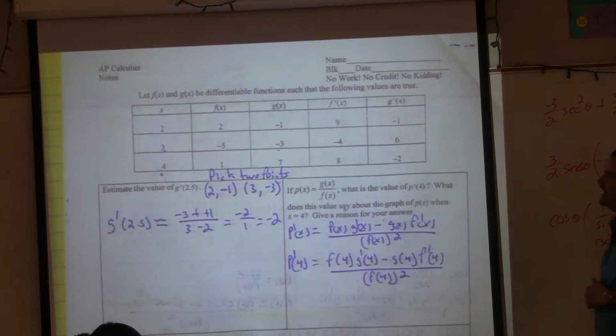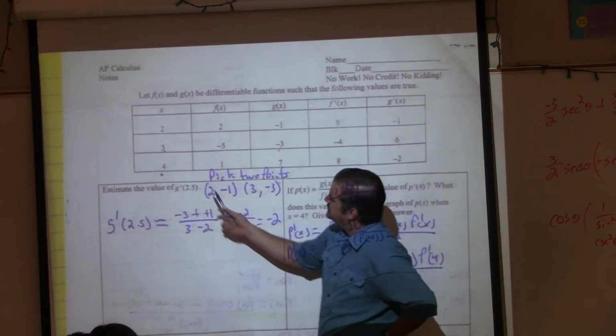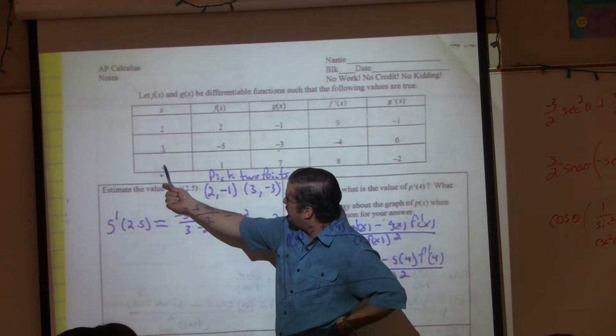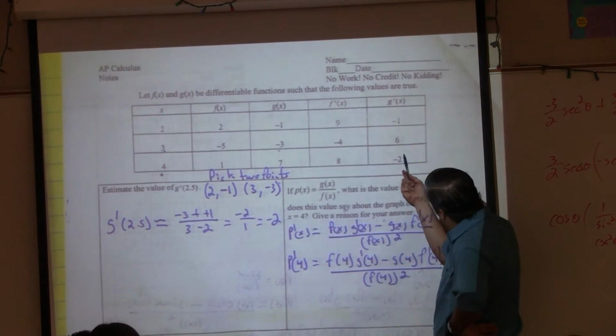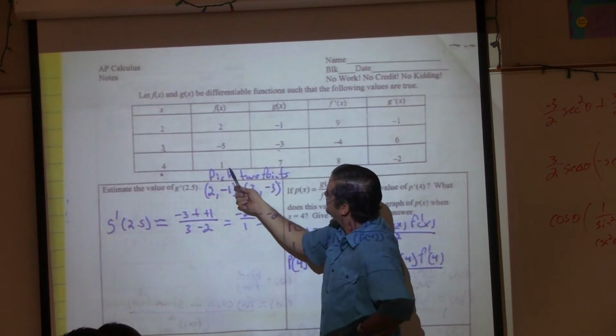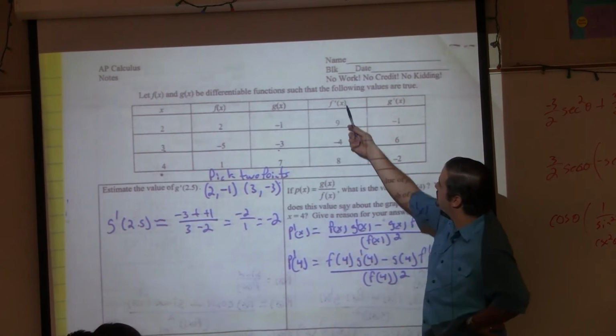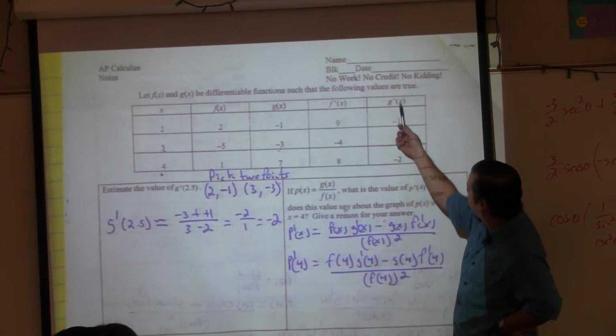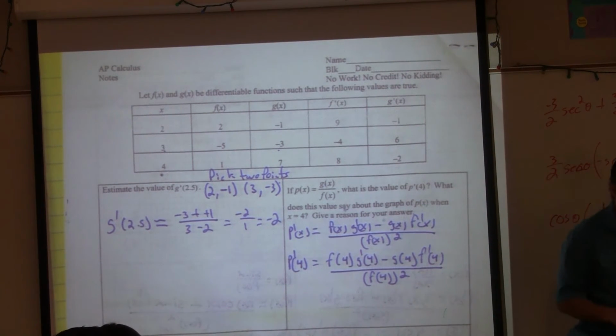So what's the x value that we're paying attention to? 4, so I'm looking at these numbers down here. Those are the only ones that I'm looking at. If I want f of 4, it's 1. G of 4, it's 7. F prime at 4, 8. G prime at 4, -2. Do you understand? Yes. Alright, so let's do it.